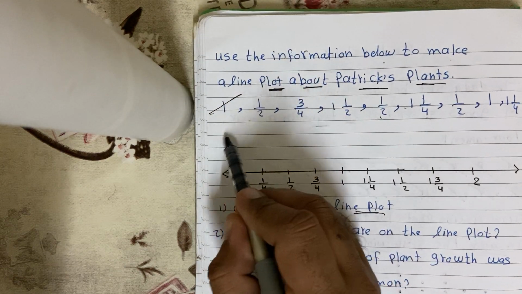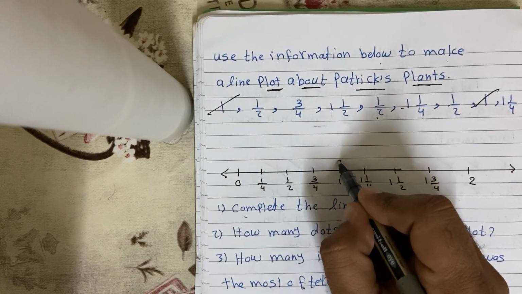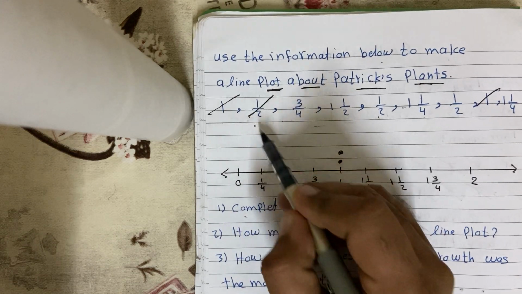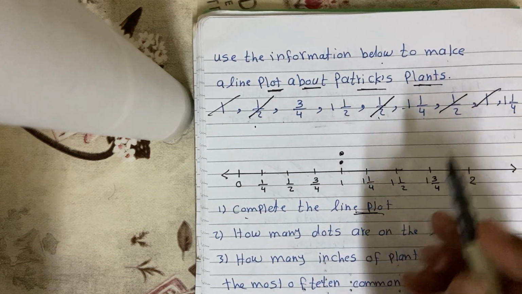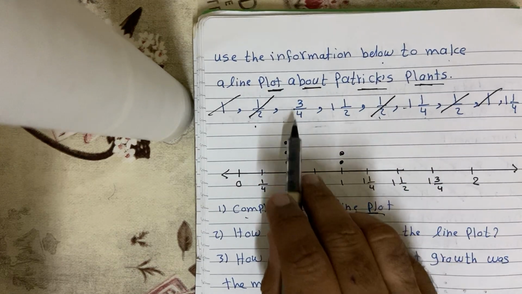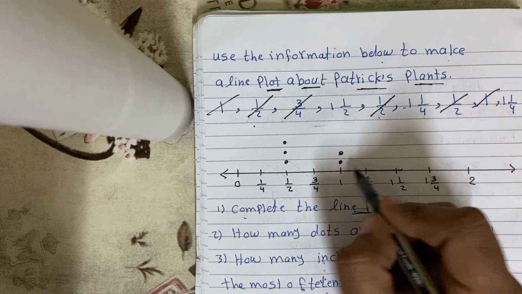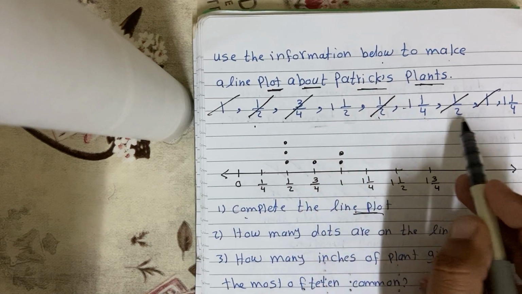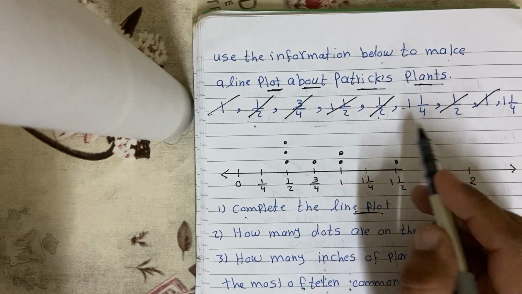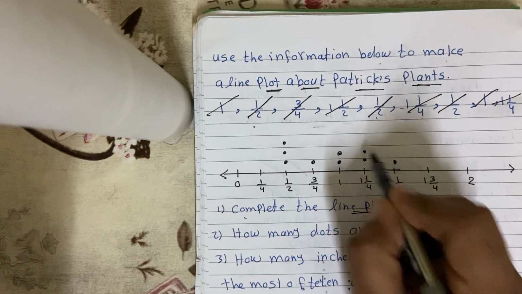Here, 1. How many 1s do we have? 2 ones. So put 2 dots here. Half. How many halves do we have? 1, 2, 3. 3 halves here. How many 3/4 do we have? Just only 1. How many 1.5 do we have? Just only 1. What about 1.25? We have 2. So put 2 dots here.